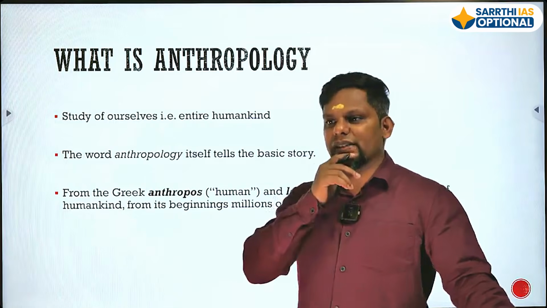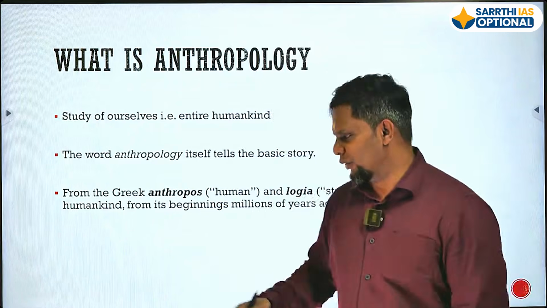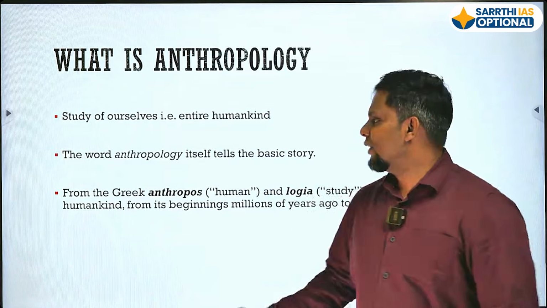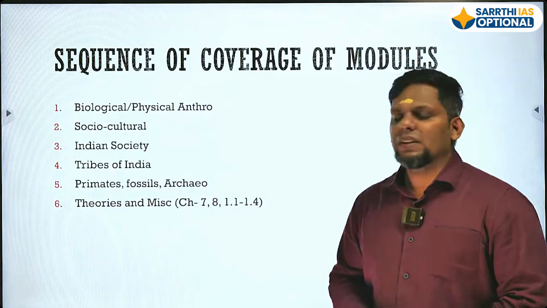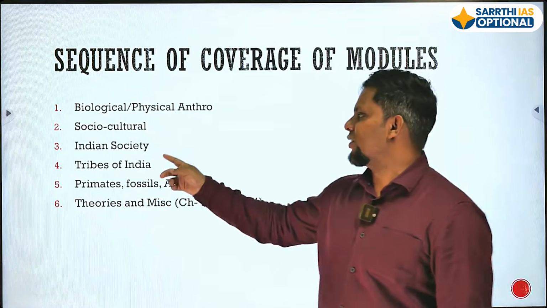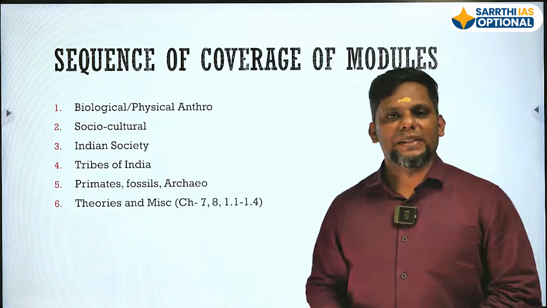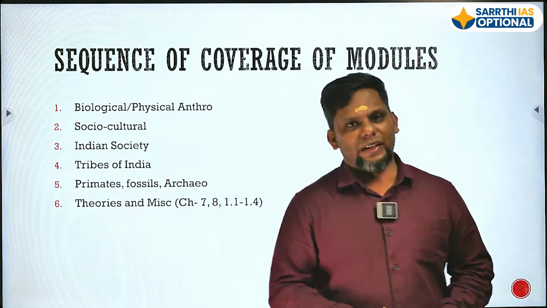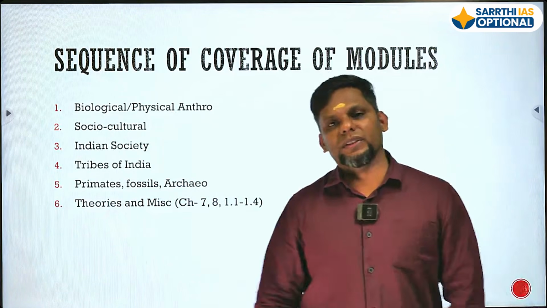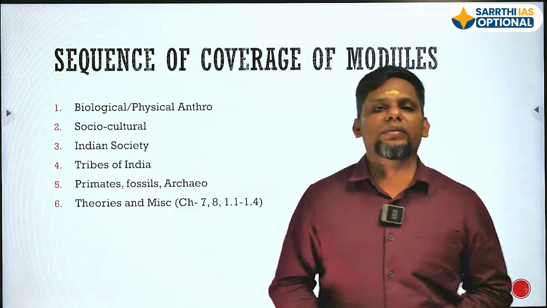Yesterday also I had mentioned that anthropology is something where you have a few different kinds of modules. In fact, I'll take some examples. These are the modules, right? So what are the modules here? You have biological, physical anthro, social-cultural anthro, Indian society, tribes, primates, fossils, archaeo, theories, and some miscellaneous. This will be the order in which we cover, and these are going to be the 6 modules that you have. Each of these modules, you can spend your lifetime in it.